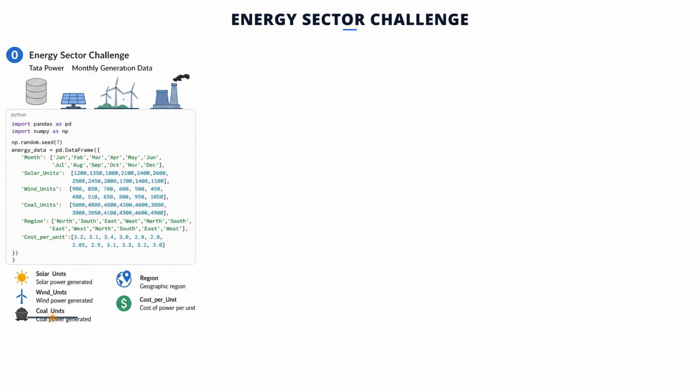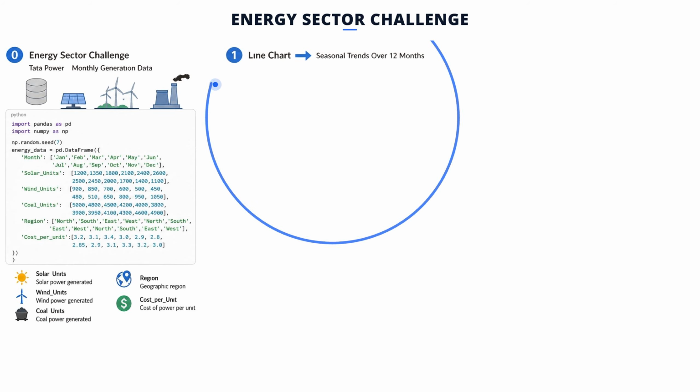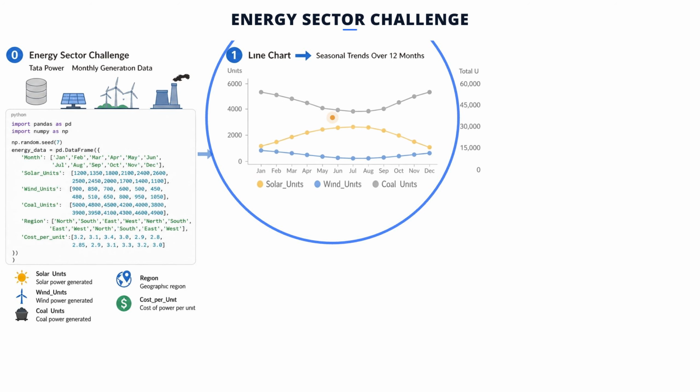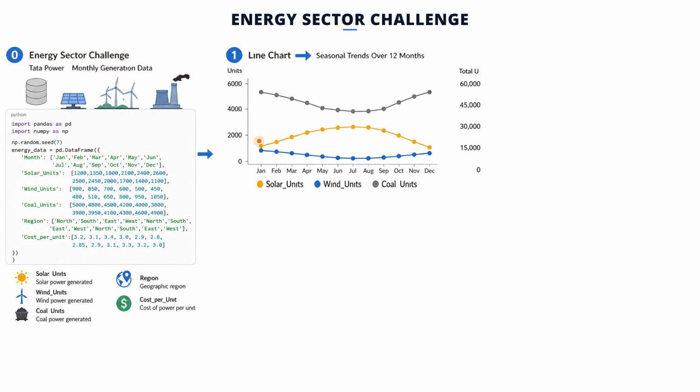First, we need to understand how production fluctuates throughout the year. A line chart is perfect for this. By plotting all three energy sources over a 12-month period, we can easily spot the seasonal trends. For example, following this yellow line, you can instantly see when solar generation peaks during the summer months.